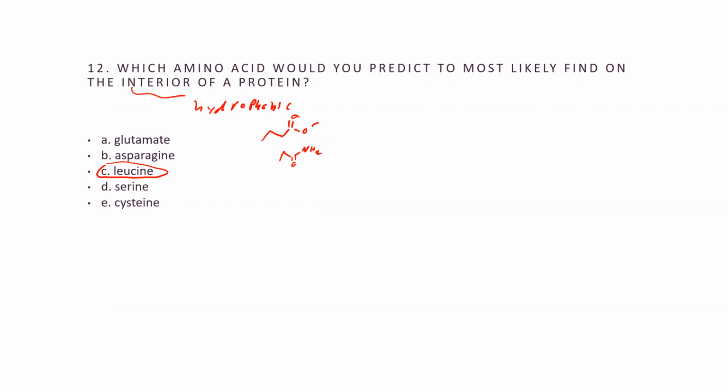Okay. Serine? I've already drawn this one. Cysteine. Yeah. I forgot how many carbons are in this one. I think it's 2. Yeah. Any questions on that?